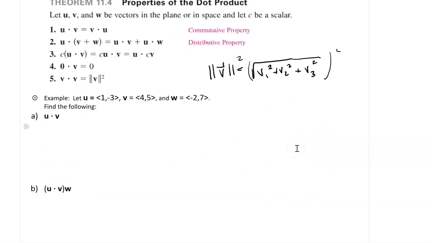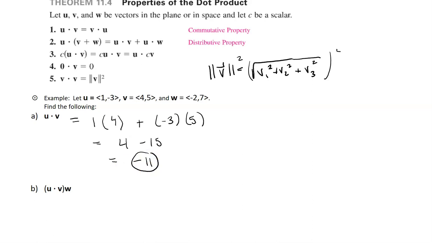So let's do some examples. I've got u is 1, -3, v is 4, 5, and w is -2, 7. So u dot v is going to be 1 times 4 plus -3 times 5. And that'll give me 4 minus 15, which gives me -11.